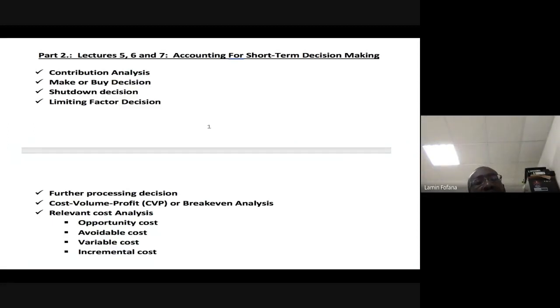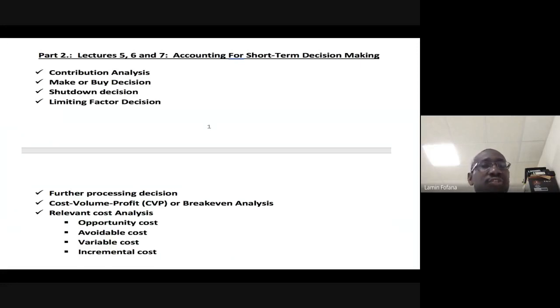So the first one we'll look at will be contribution analysis. We know what contributions are. Contribution is, of course, the difference between the selling price and all the prime costs. So usually the contribution is used in a lot of short-term decision making. If you want to make a selection of products that you need to produce, you immediately calculate their contribution. The one with the higher contribution may be considered first. The reason why contribution analysis is useful in short-term decision making is because contribution is a clean profit. Contribution is equivalent to profit, but it is profit that does not consider fixed costs. So it is profit before all fixed costs.